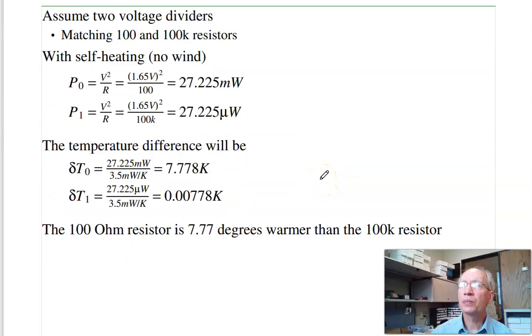So suppose I have no wind. I can calculate the power dissipated in the 100 ohm thermistor. That's V²/R. I have the voltage across the thermistor, assuming I've got a 100 ohm thermistor and a 100K resistor in my dividers. The 100 ohm thermistor is dissipating 27 milliwatts. The 100K is dissipating 27 microwatts. The self-heating then will be 7 degrees for the 100 ohm, 0.007 degrees for the 100K. This is basically ambient temperature. This is ambient plus 7.